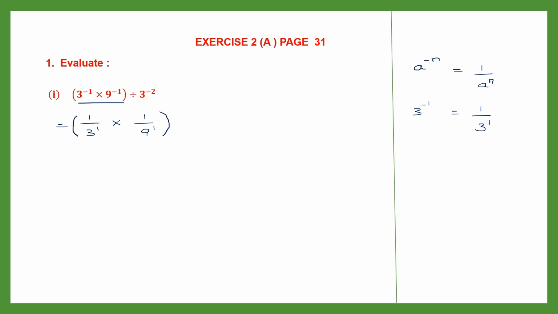So this is within brackets. Division, here we have 3 raised to the power of minus 2. The power is negative. So now we're going to make it positive by writing it this way. Now we can work out.